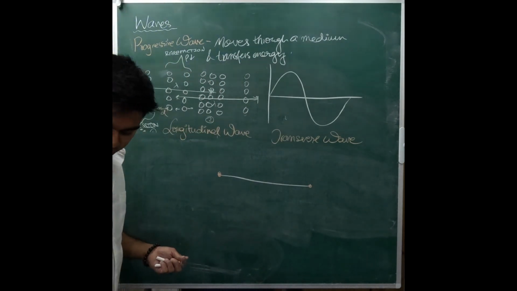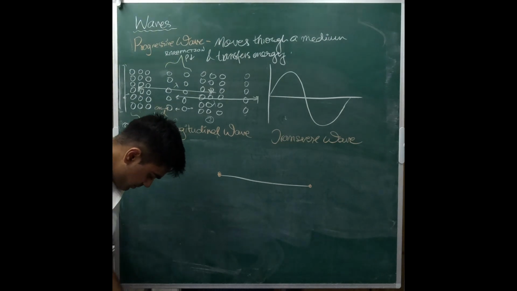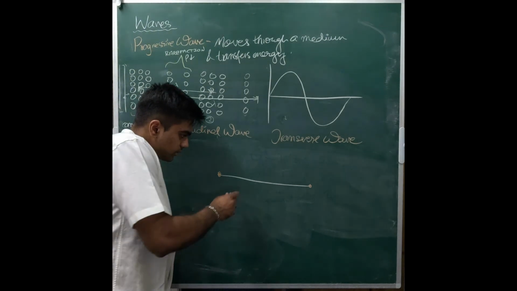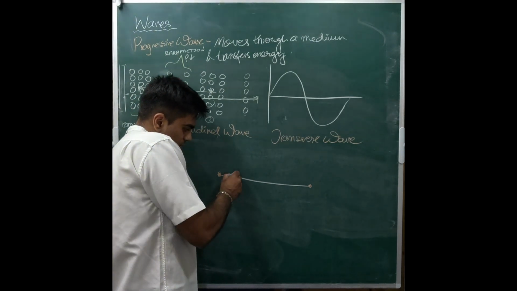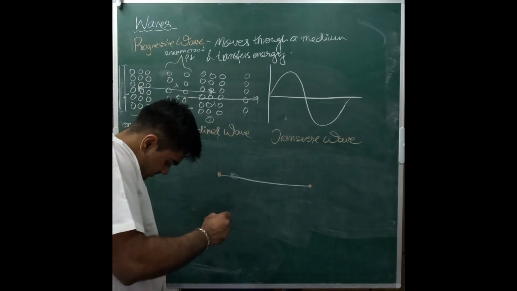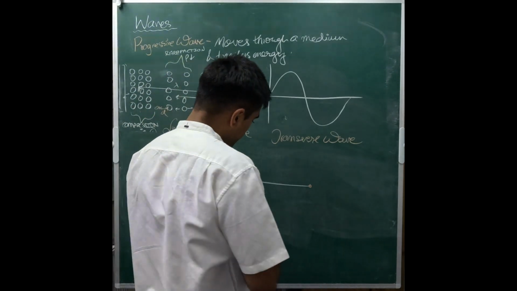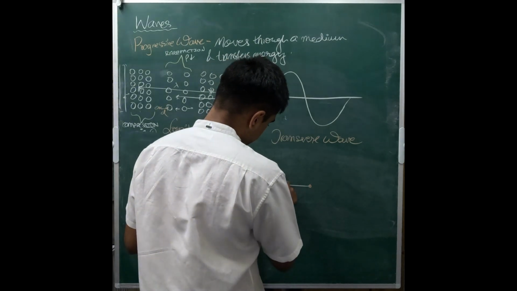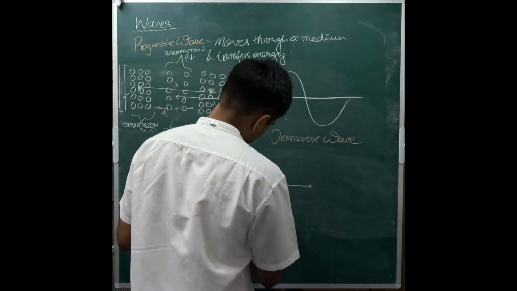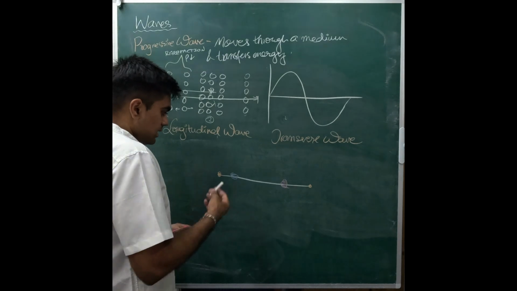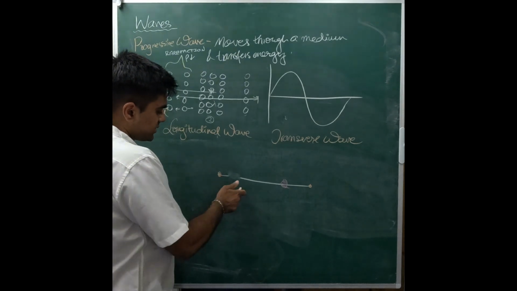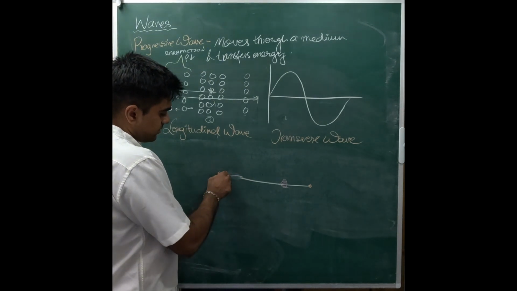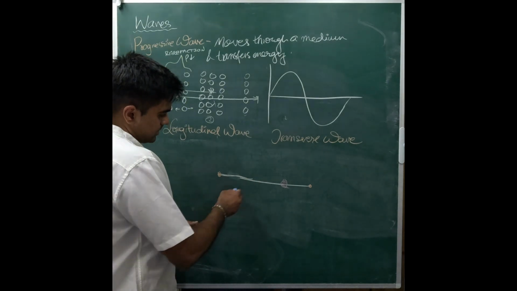Now, this string has two beads attached to it. One here, and our second bead here. Okay? Now, when we, so let's just have this bead a bit further down. The other bead here.